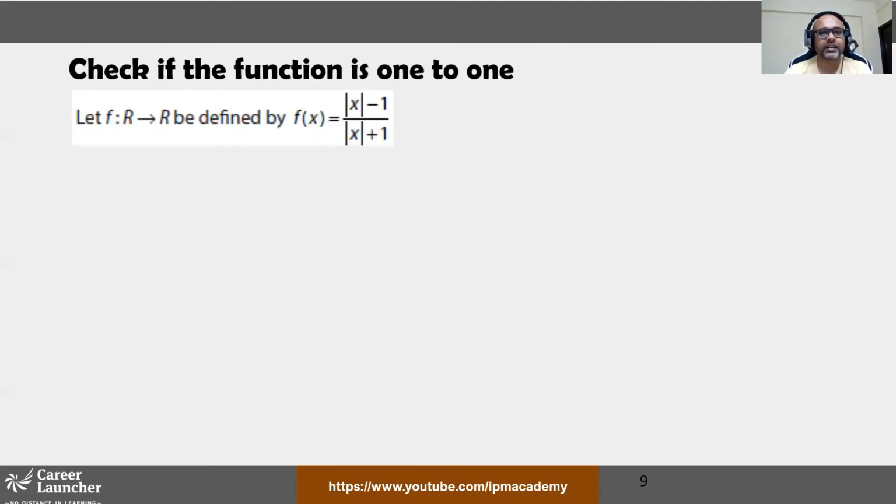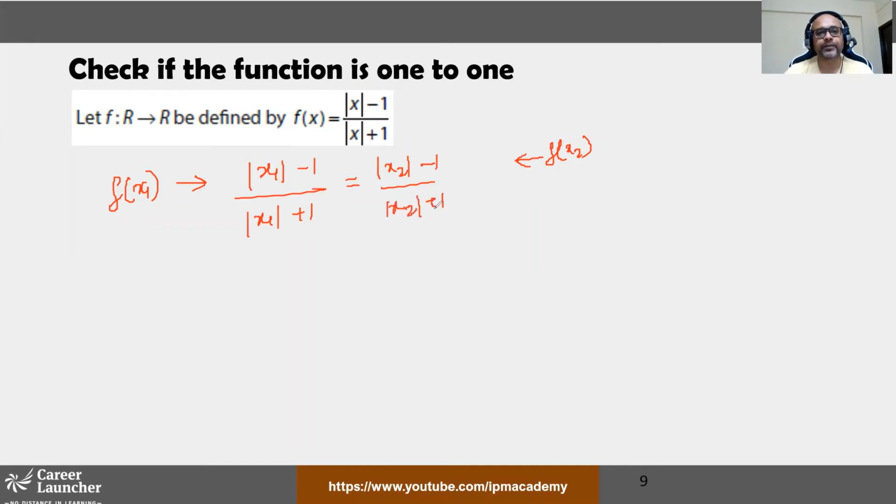Look at this. This function, is it one-to-one or not? That's what I want to check. So I will start with f of x1. This is modulus x1 minus 1 by modulus x1 plus 1. And I will say this is equal to f of x2. So f of x2, if I want, what will it be? It will be modulus x2 minus 1 by modulus x2 plus 1. Now, if these two are equal, that's what I'm supposed to do.